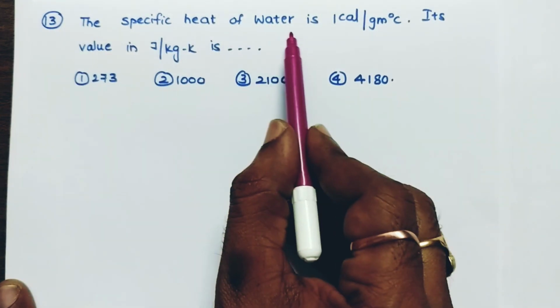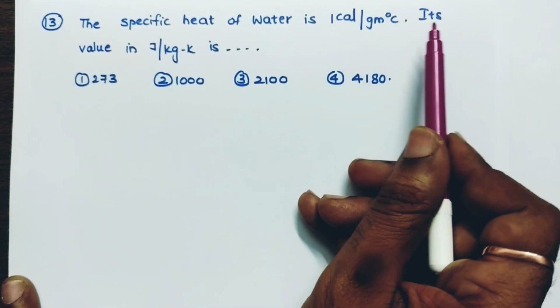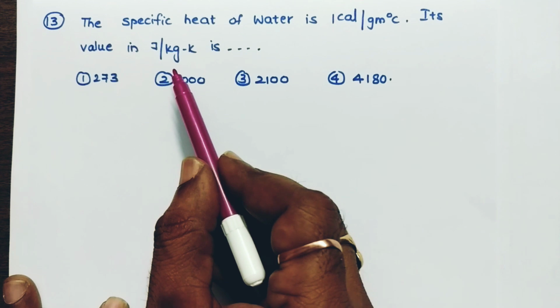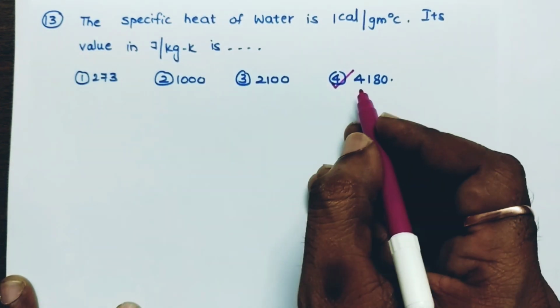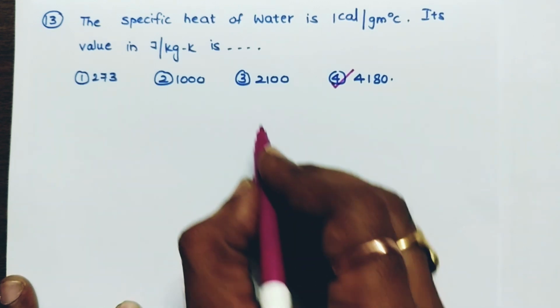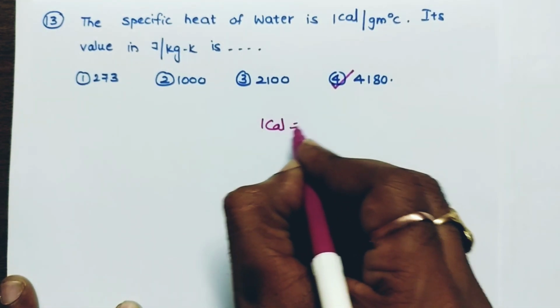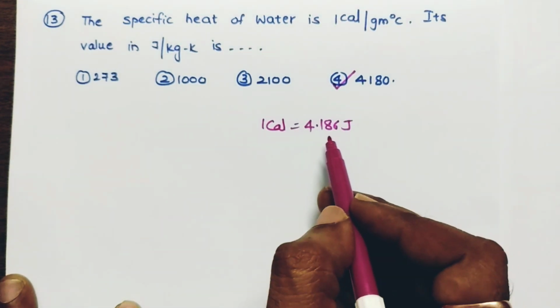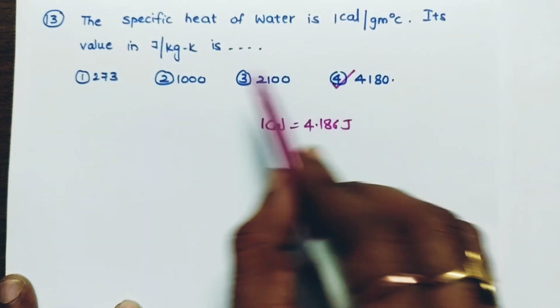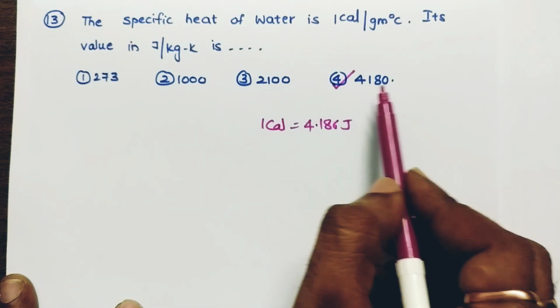The specific heat of water is 1 calorie per gram degree centigrade. Its value in joules per kg Kelvin is, the answer is 4180. Why? Because 1 calorie is equal to 4.186 joules. On substituting this, we get the value of 4180.